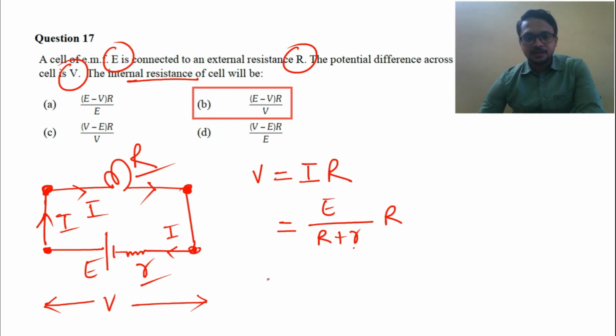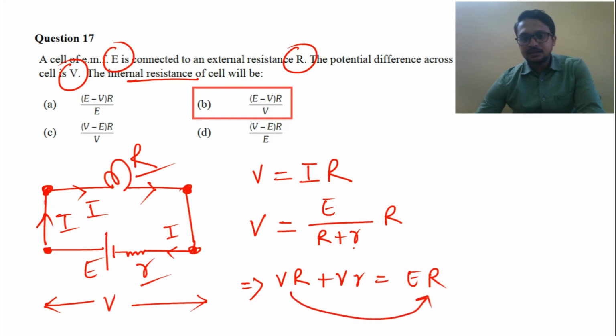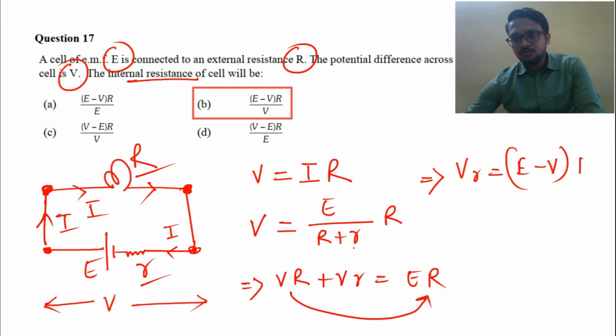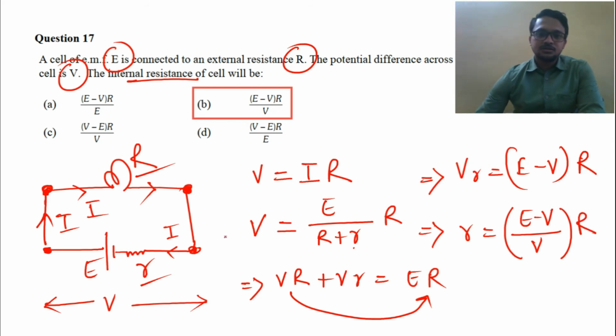So cross multiply on this side V. So V into R plus V into small r equal to E into R. Now this VR, take it to this side, so it will be V small r equal to E minus V into capital R. So what about small r? E minus V by V into R. So our correct option is B. Fine.